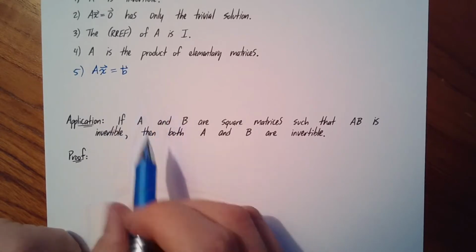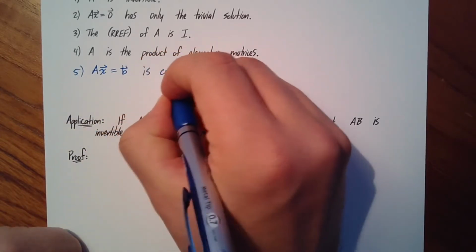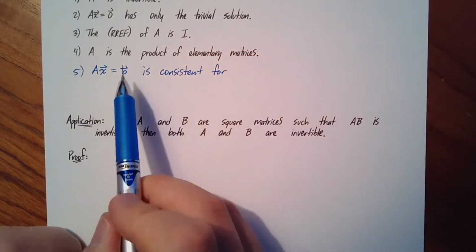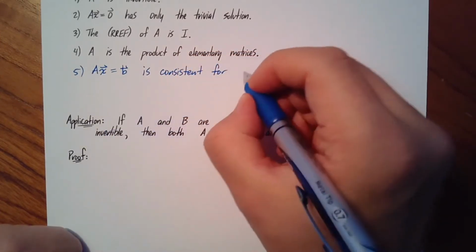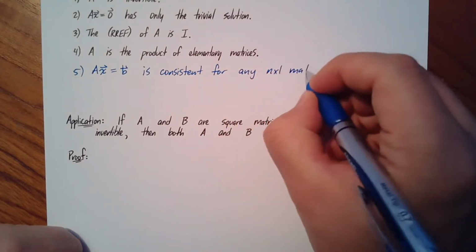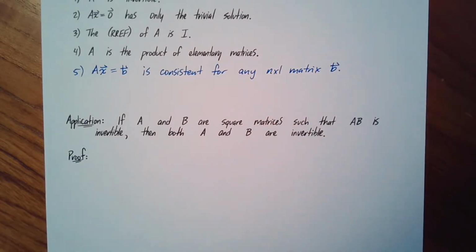So another way to word that is just to say that this matrix equation is consistent for any choice of constant column B. So let's say for any n by 1 matrix B. Okay, so that's the fifth statement.